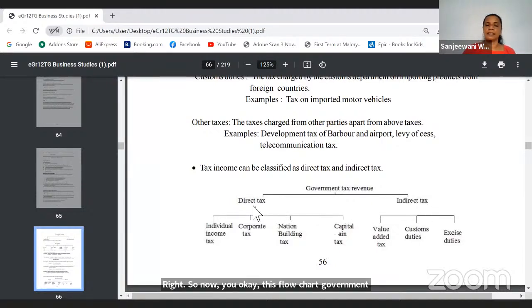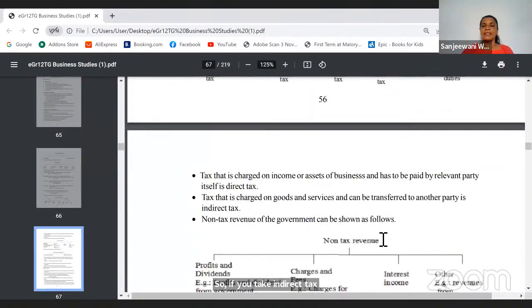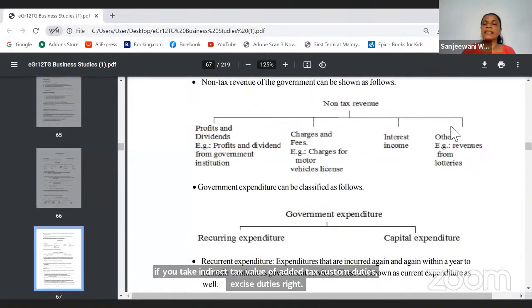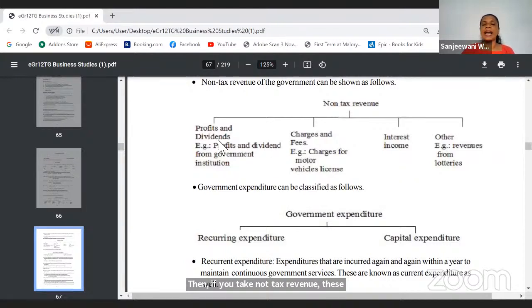There are two parts, direct tax and indirect tax. So direct tax, what comes under direct tax? Individual tax, income tax, corporate tax, national building tax, and capital gain tax. So if you take indirect tax: value added tax, custom duties, excise duties, right? Then if you take non-tax revenue, these are the non-tax revenue. Profits and dividends, right? So if you earn profit or dividends from a government institution, that is non-tax. That cannot be treated as tax, right? So that is non-tax. Then charges and fees.